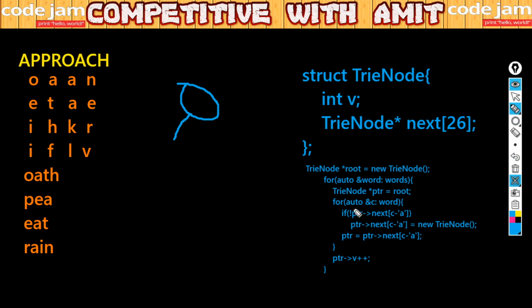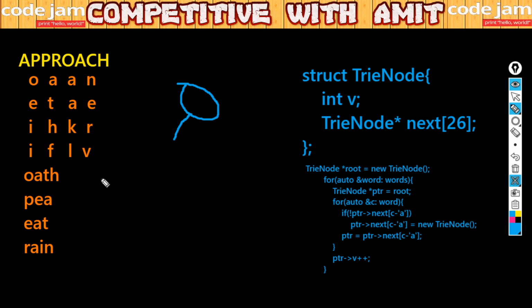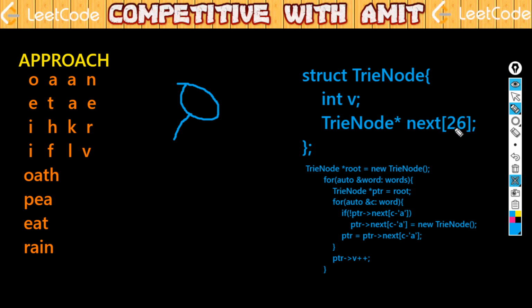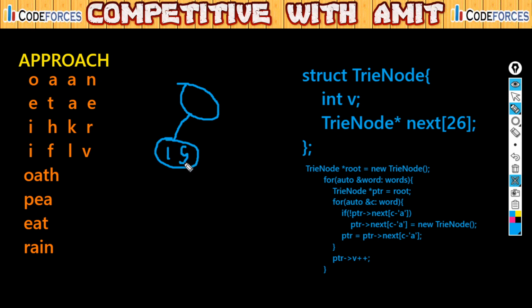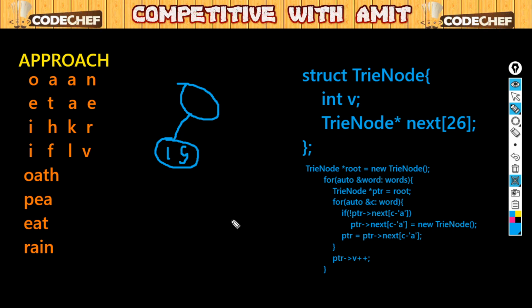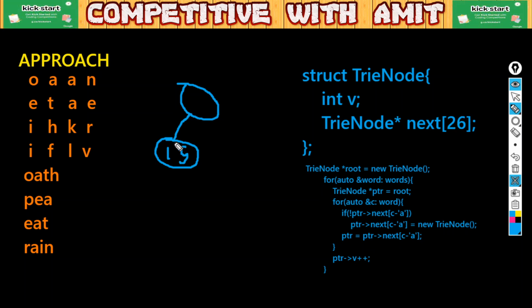Now what will happen? We have this value. We got O. So first of all, we will reduce this O to its number. So O will be 15. So what we will do is check whether the next 15th index is filled or not. Suppose O is pointing to the 15th node. If it is filled, meaning it is not null. Initially we will initialize all the values of this next by null. So we will check whether the value is null or not.